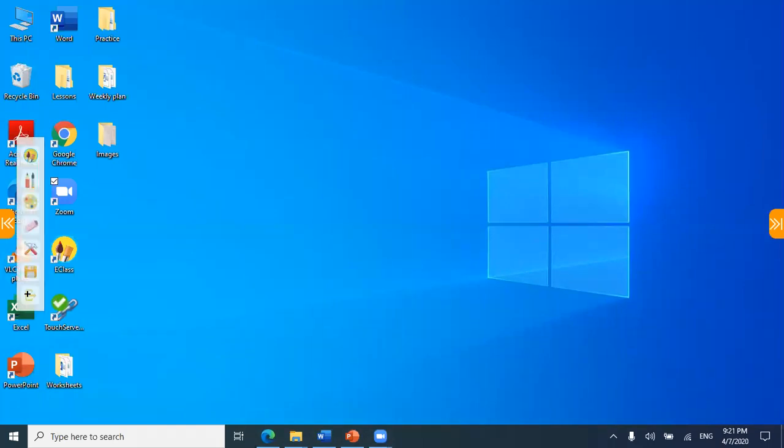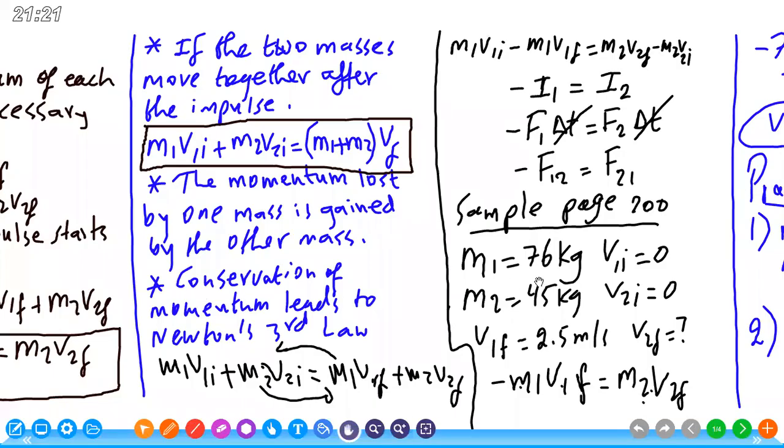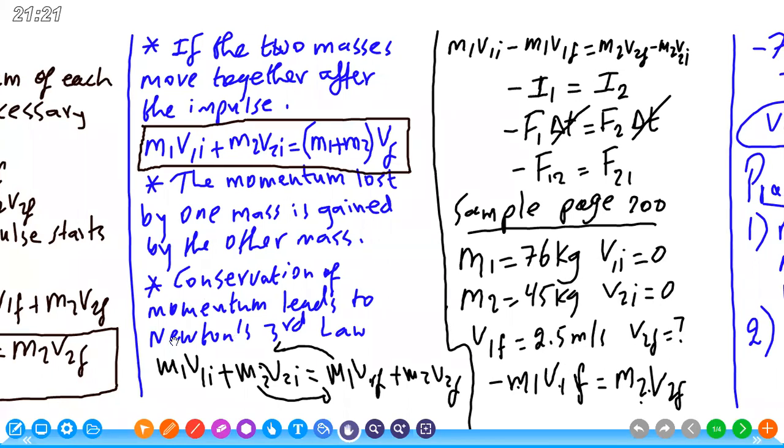Okay, so we are here. M1 is 76 kilogram, V1 initial is 0, M2 is 45 kilogram, V2 initial is also 0. We said V1 final is going to be 2.5 meter per second. How much is V2 final?